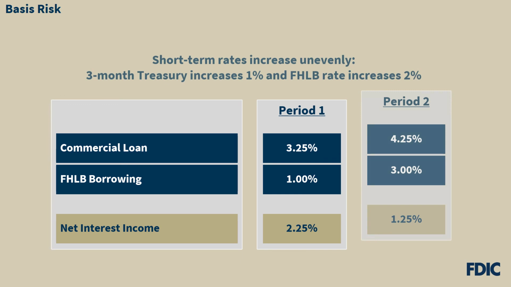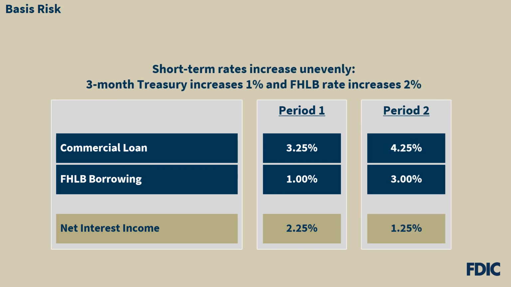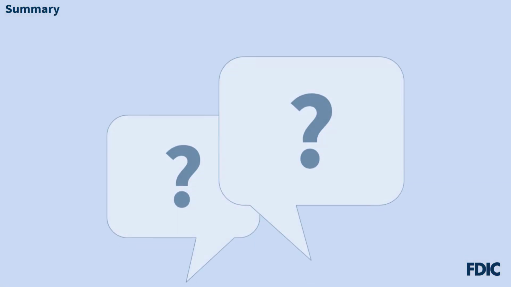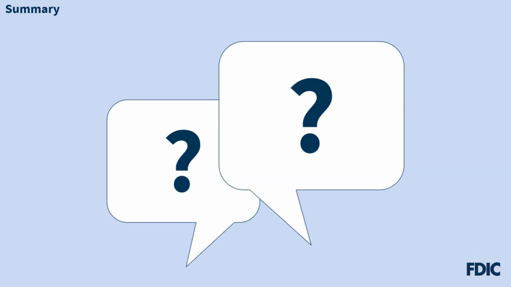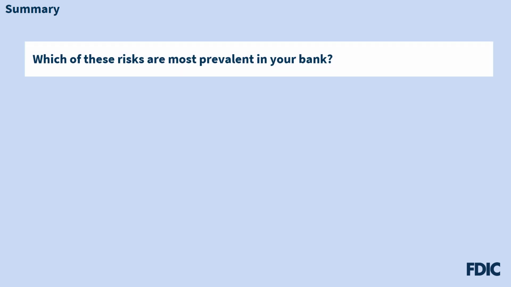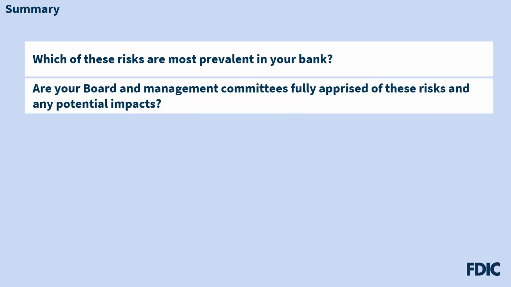But what happens if these rates change disproportionately? Here, the FHLB rate increases 2%, but the 3-month Treasury rate only increases 1%, resulting in a decline in net interest income, despite having a matched repricing frequency. Two questions that you can consider as you look at your bank's balance sheet structure include: which of these risks are most prevalent in your bank? Are your board and management committees apprised of these risks and any potential impacts?